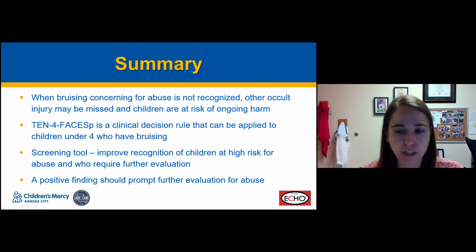Important to keep in mind, it is a screening tool, so its use is to improve recognition of possibly abused children with bruising who need further evaluation, not a diagnostic tool. And a positive finding should prompt further evaluation for abuse, including potential medical evaluation or referral to CPS services.